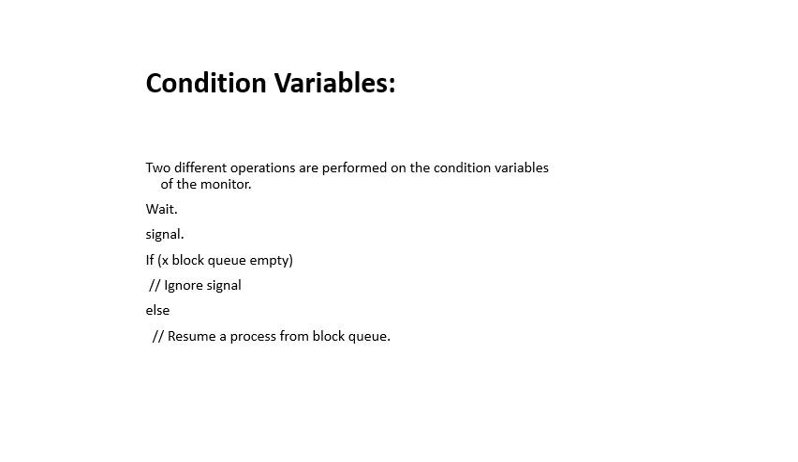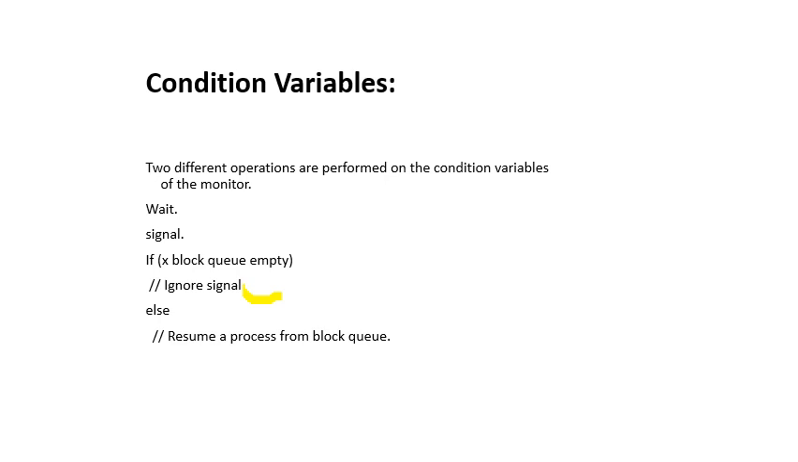Coming to the signal operation: when a process performs the signal operation on a condition variable, one of the blocked processes is given the chance. Whichever processes are waiting will be in the blocked state. If no process is in the blocked state or block queue, the signal will be ignored; otherwise it will resume a process from the block queue.